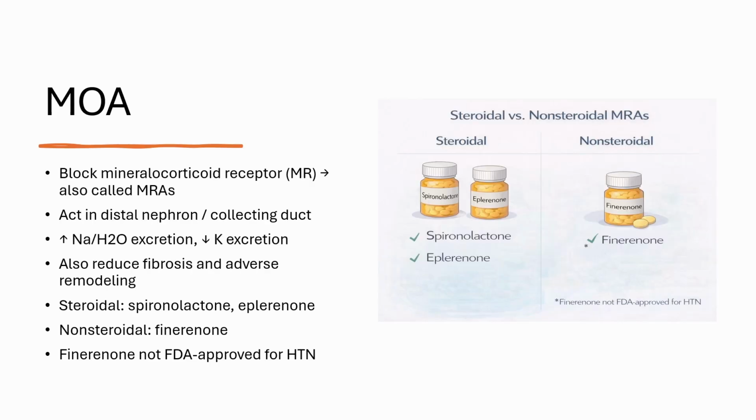Aldosterone antagonists work by blocking the mineralocorticoid receptor, which is why they are also referred to as mineralocorticoid receptor antagonists. They compete with aldosterone for binding at mineralocorticoid receptors in aldosterone-sensitive tissues, especially in the distal convoluted tubules and collecting ducts. This results in increased sodium and water excretion while reducing potassium excretion. By antagonizing the mineralocorticoid receptor in the heart and the vasculature, these medications can help reduce inflammation, cardiac remodeling, and fibrosis. They can be categorized as steroidal or non-steroidal.